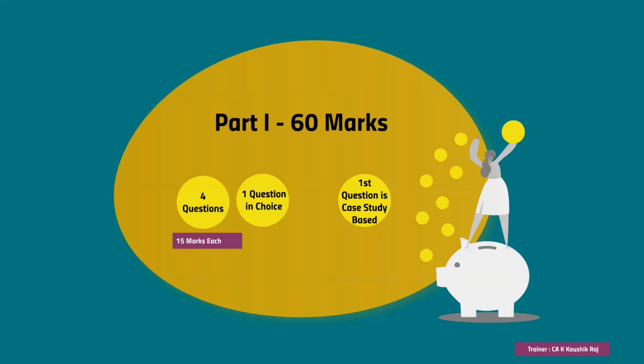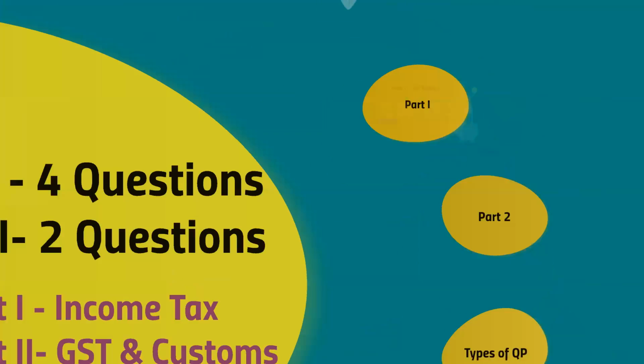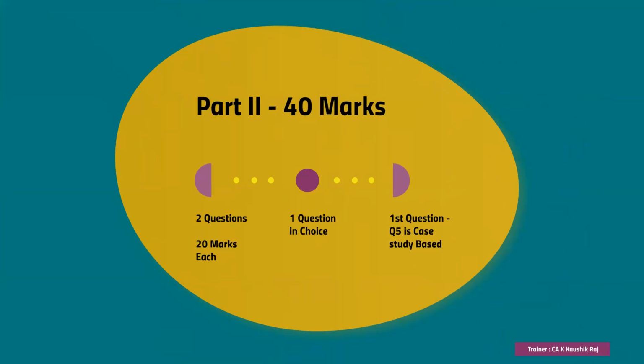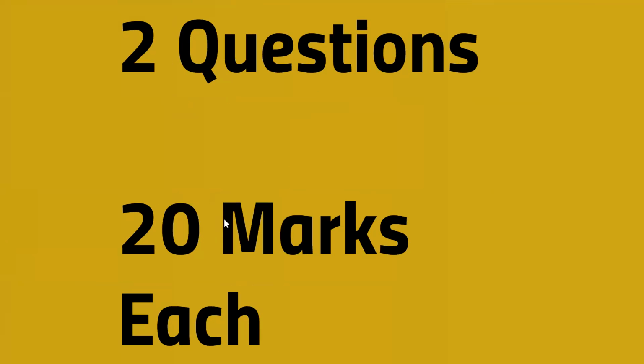Moving further in terms of Part 2, how do the Part 2 questions look? Part 2 is the balance, 40 marks of questions. And here we have 2 questions of 20 marks each. That makes 40 marks of Part 2.